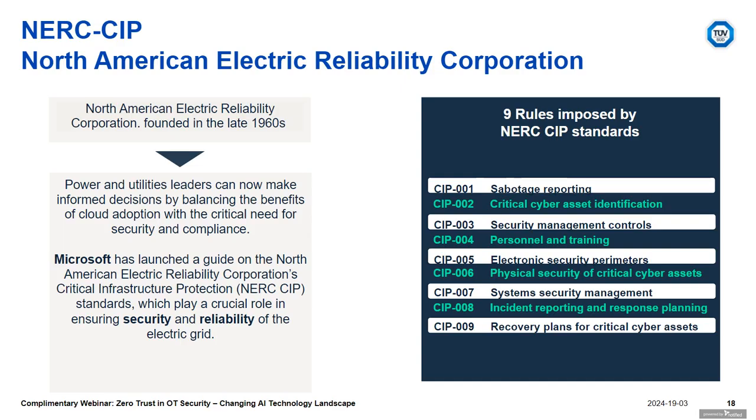This is the only standard being developed in 1960, which had from the start a motive to provide a structured set of fines in case they are not being followed. So these are one of the few standards which formulated a fine approach, imposing fines in case of non-compliance by the industry that has to adopt these standards. So they mandated it. Usually, power and utility leaders can now make informed decisions and balance the benefits of cloud adoption and the critical need for security and compliance to NERC CIP.